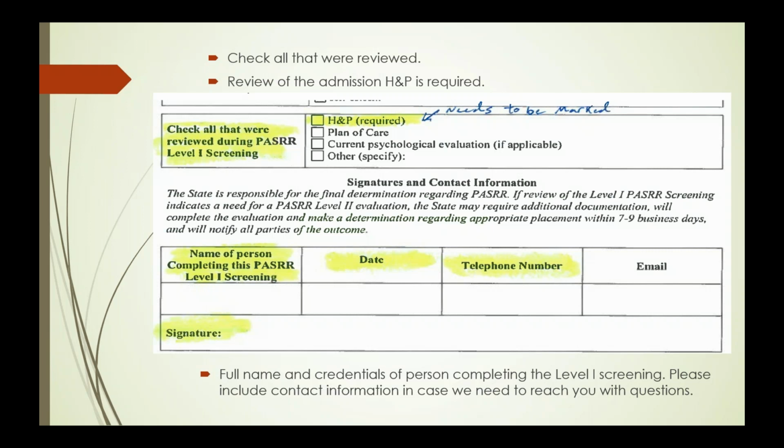The H&P section needs to be marked. It's required for every PASRR form. And please check any of the other boxes that apply. The next section, we need the person's full name and credentials that were utilized or that created the PASRR form, and the date that you signed it and your telephone number. This way we can get back to you. And of course, please sign the form.